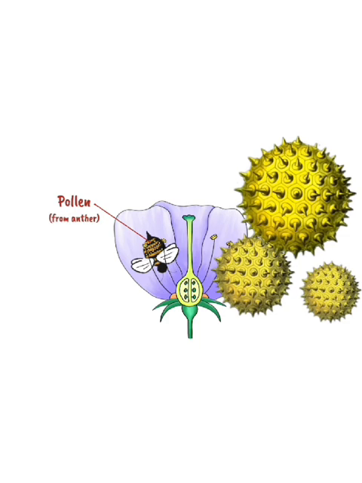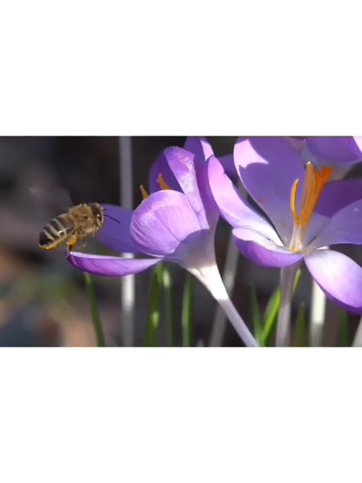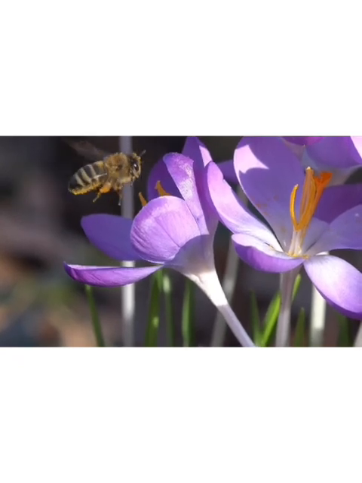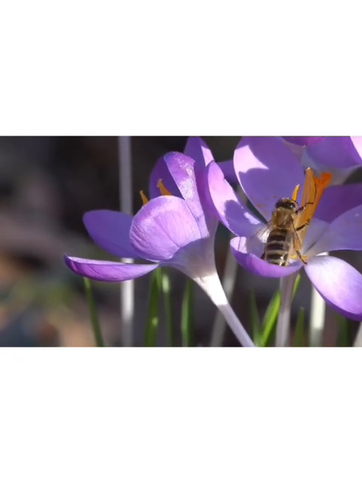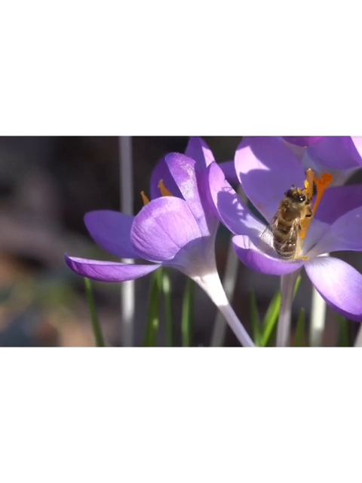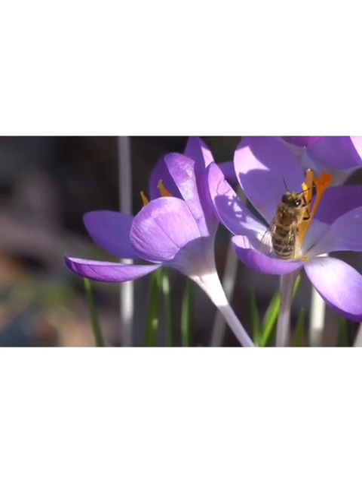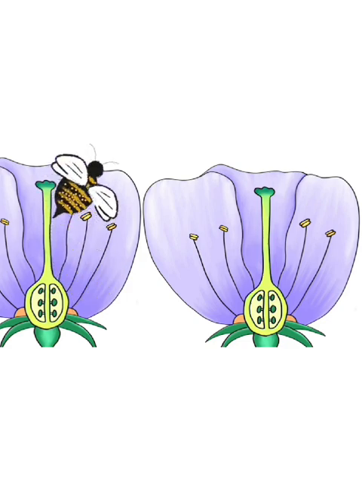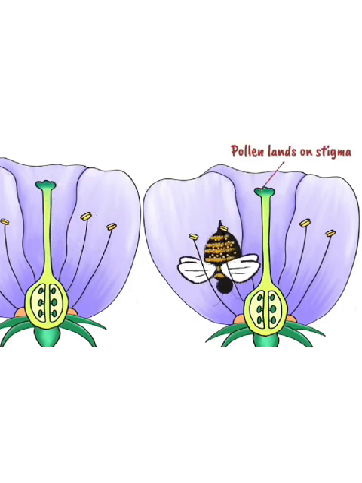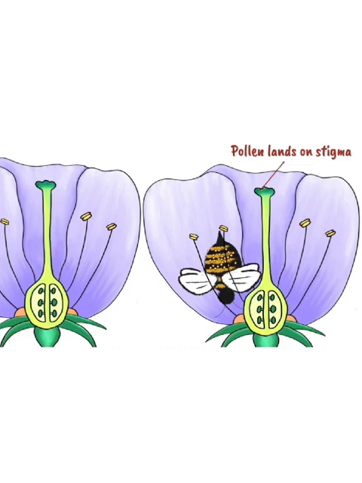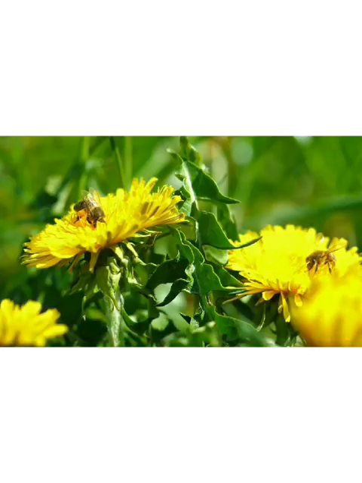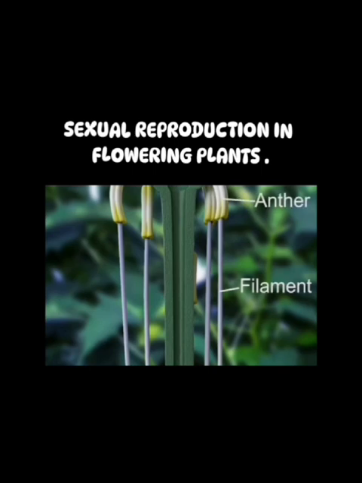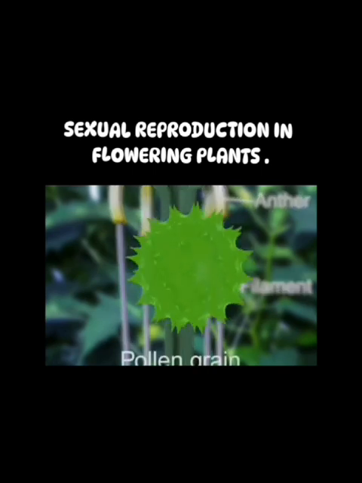In this way, the insects move from one male reproductive part to the female reproductive part of a flower. This is how the pollen grains are transferred from the anther to the stigma. As you can see, the insect is moving from one male anther to the female stigma. This is how pollination takes place with the help of certain parts of the male and female reproductive parts.